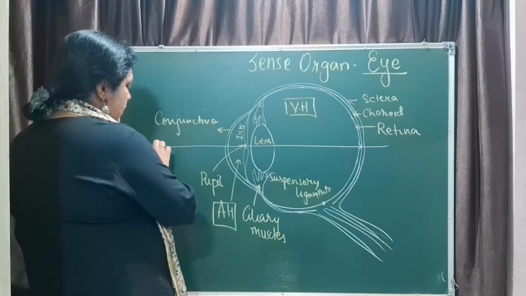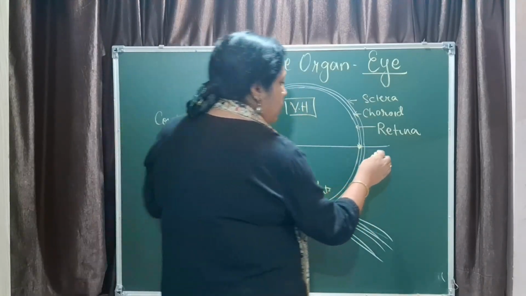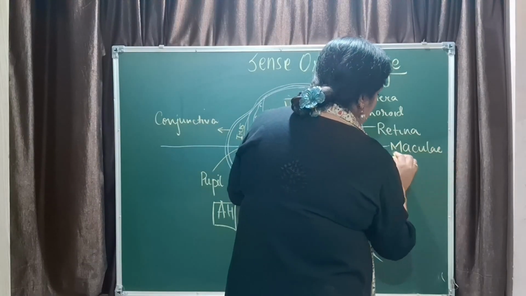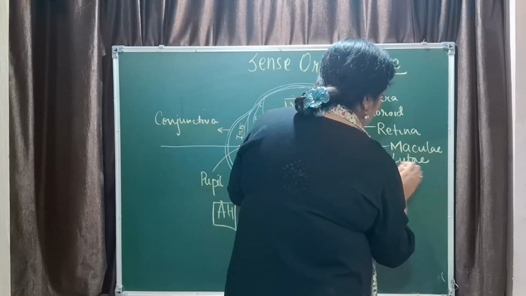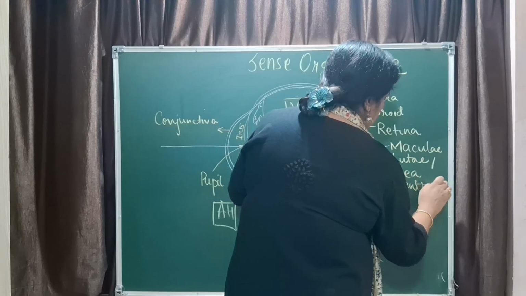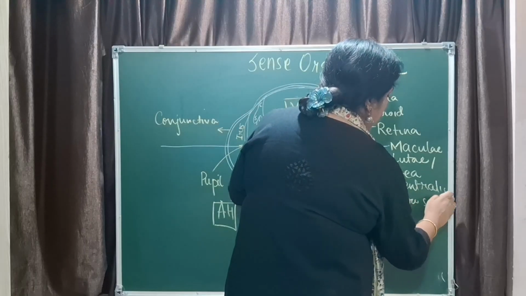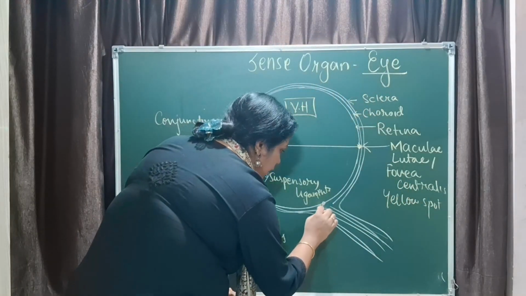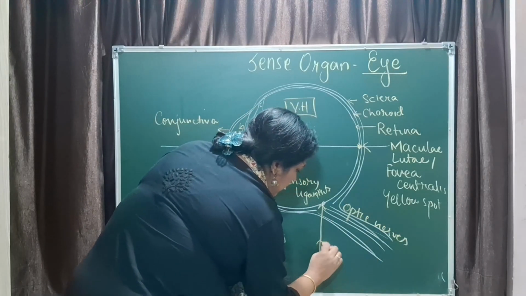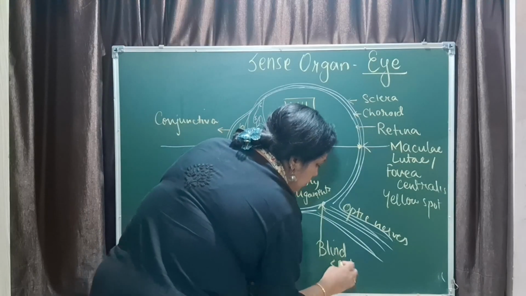Okay, and just perpendicular to the principal axis of the lens, you have something called the yellow spot. That is called macula lutea, or you can call it fovea centralis, or simply the yellow spot. This is the site of maximum vision, and where you have the origin of the optic nerve, this place is called the blind spot. Any image formed here will not be perceived by your brain.